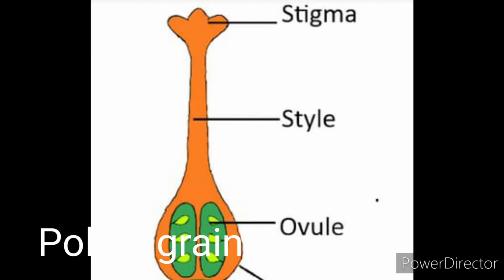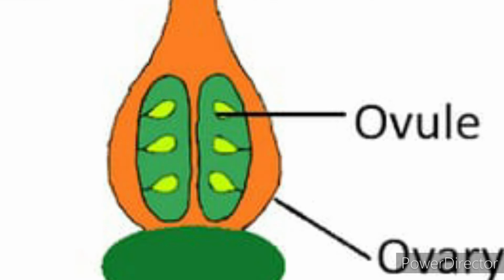A reproductive part called carpel is present in the center of a flower and it is the female reproductive part. It is made up of three parts. The swollen bottom part is the ovary, the middle elongated part is the style and the terminal part, which may be sticky, is the stigma. The ovary contains ovules and each ovule has an egg cell.